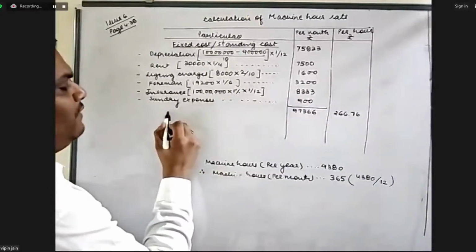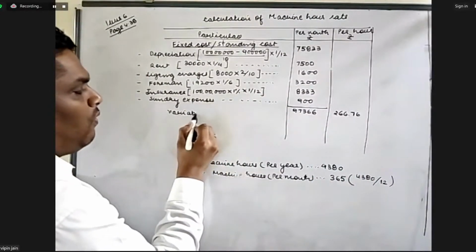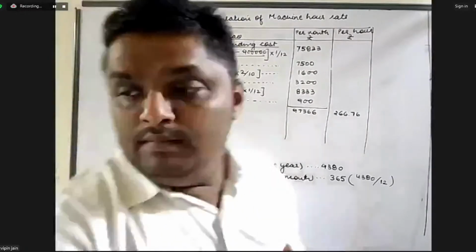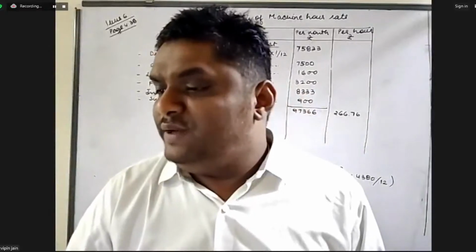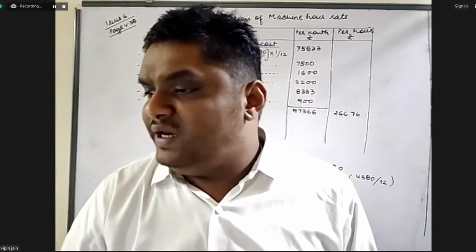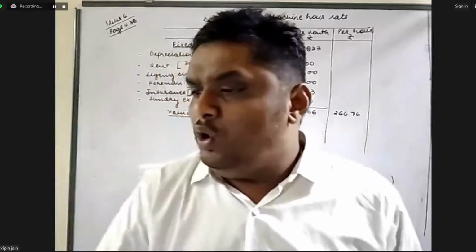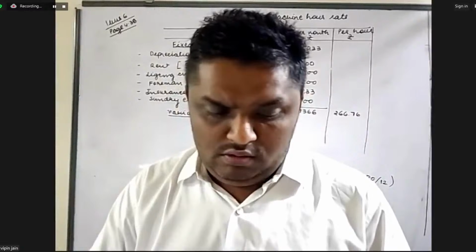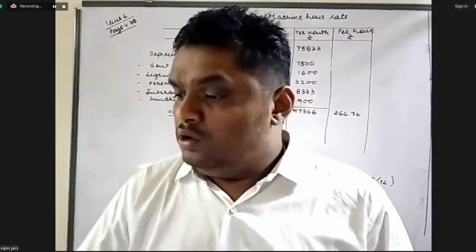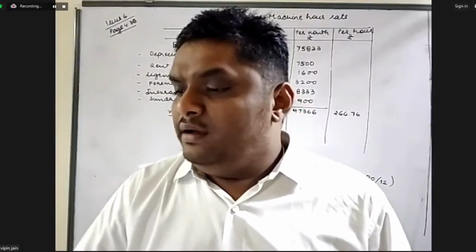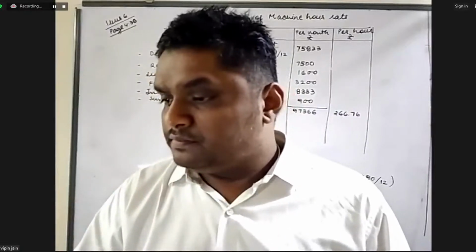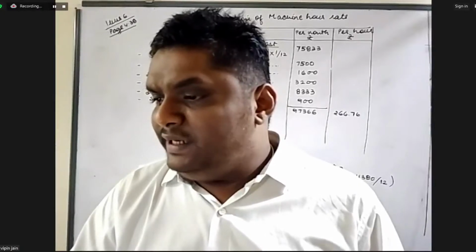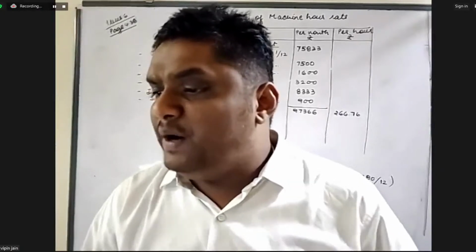Now let's write down the variable cost also. So herein there are only two types of variable cost given in the question. The first one is repairs. Repairs during the whole life of the machine are expected to be rupees 18 lakh. So total repairs are 18 lakh, divided by the hours given, that is the machine is expected to run for 4,380 hours per year.